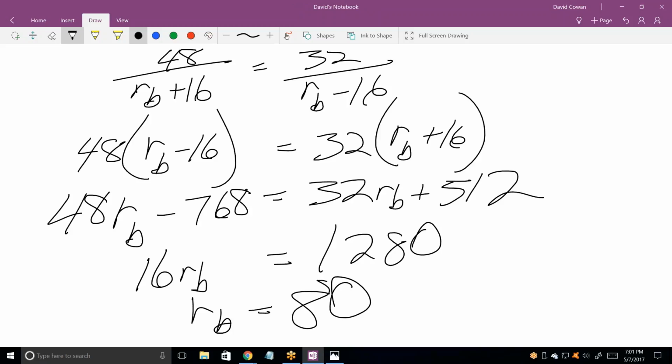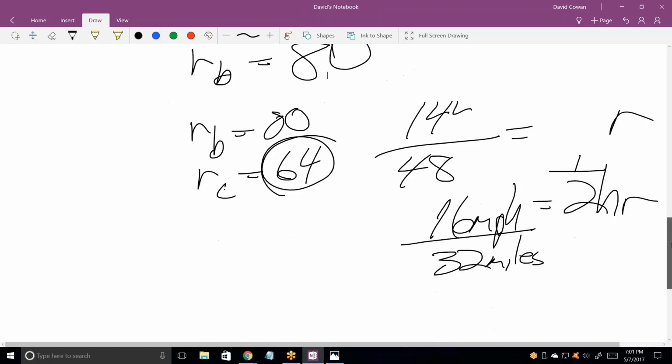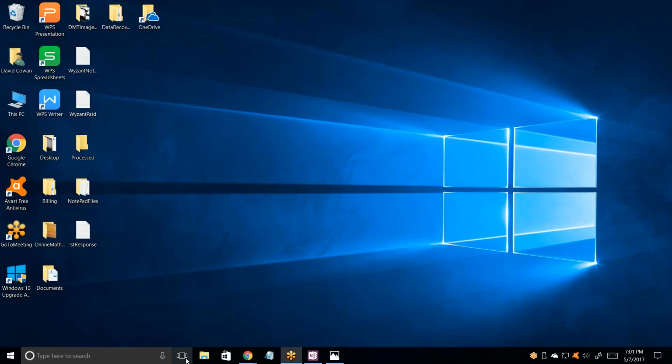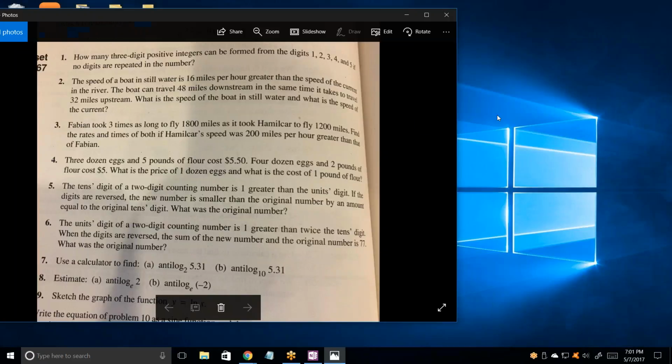Alright. Well, now hold on. That might work. Let's check it. If the speed of the boat in still water is 80, and they said the speed of the boat is 16 miles per hour greater than the speed of the current, that would make the speed of the current 64. That's an awful fast boat and an awful fast current.